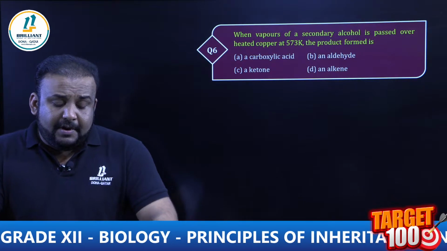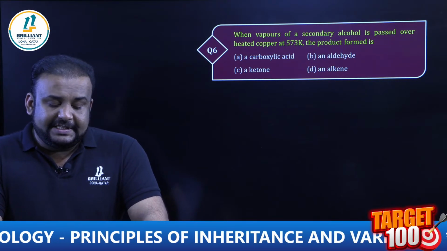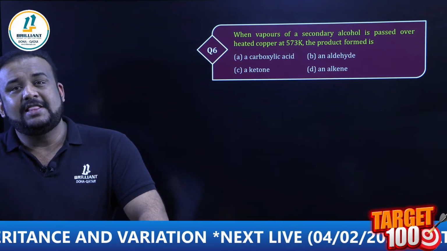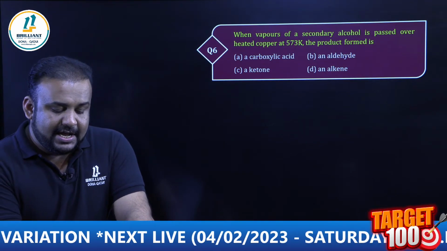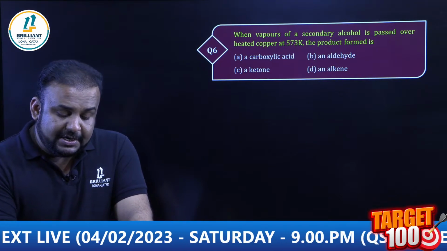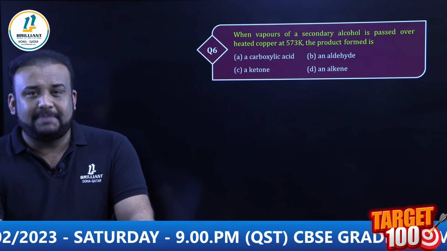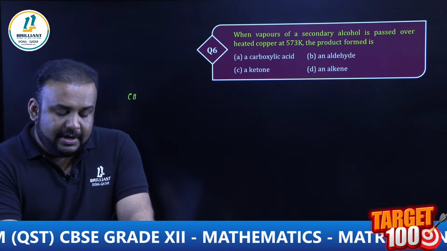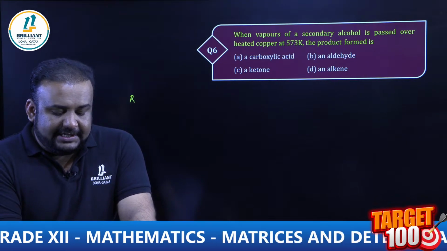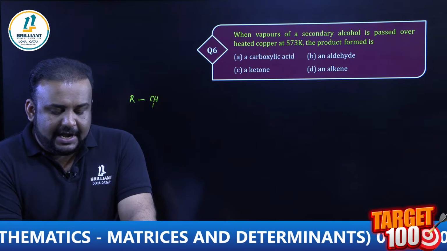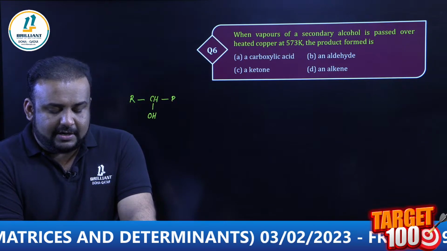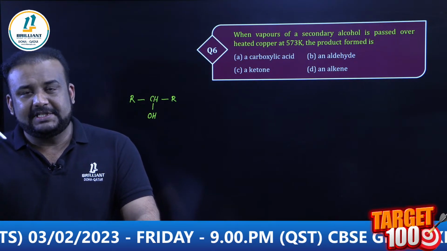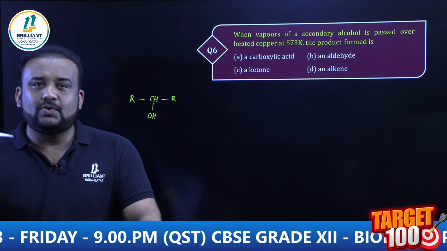Right. The next question. When vapors of a secondary alcohol is passed over heated copper at 573 Kelvin, the product formed is. This is a very important question and one of the most expected questions this year. So, secondary alcohols. Let's write the general structure of it. Secondary alcohols are like this: RCHOHR. You know the meaning of secondary means the carbon where the alcohol or the functional group is connected is in turn connected to two other carbon atoms.